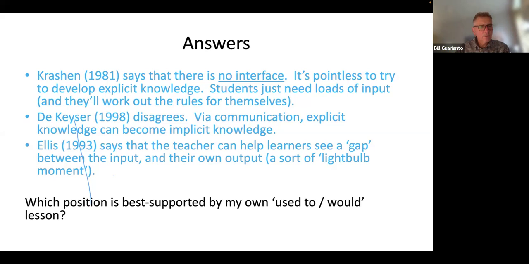Okay. So here's the question at the bottom. Which position is best supported by today's used to and would lesson? So just have a think. Don't answer.